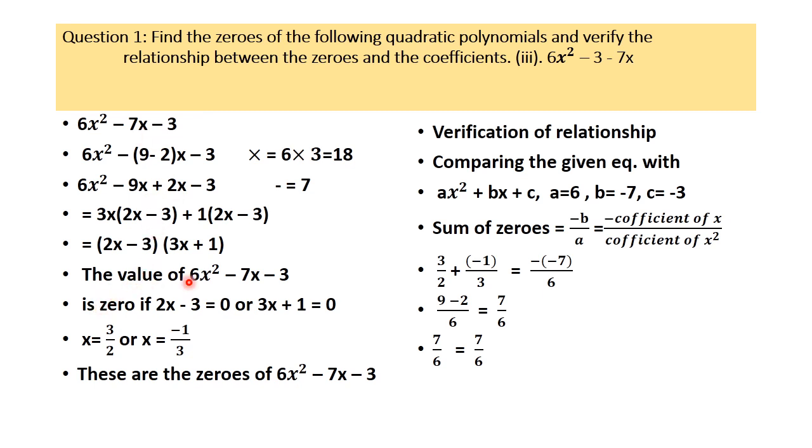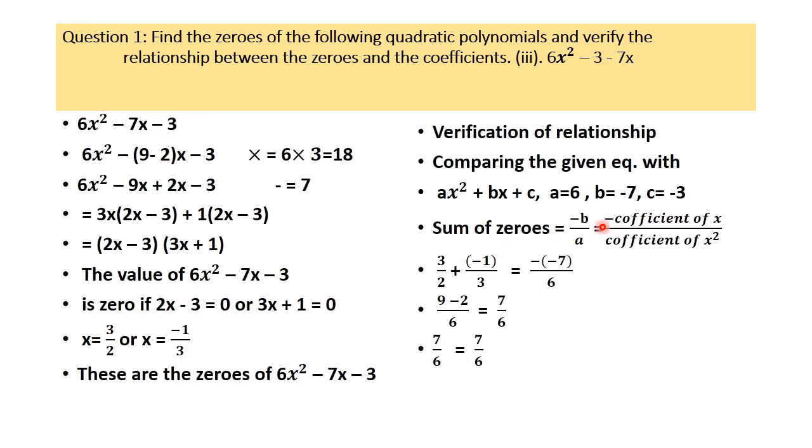The value of this equation is 0 if this is equal to 0. First factor, 2x minus 3 equal to 0. From this we will get the value 3 upon 2, when 3 goes to this side, so it becomes plus 3 upon 2, and from this, minus 1 upon 3. So these are the zeros of this polynomial. Now we will verify the result by comparing the given equation with the standard equation. a is 6, b is minus 7, and c is minus 3.